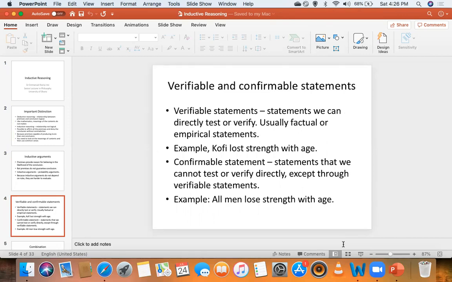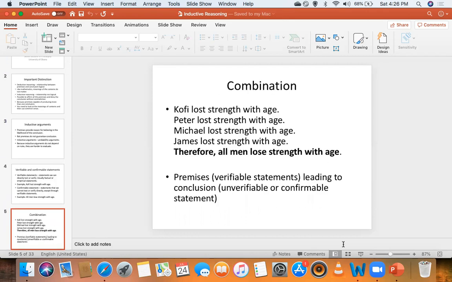We distinguish between verifiable and confirmable statements, and then we arrange them in an argument to see how they work. We saw that verifiable statements are normally the premises of inductive arguments, and confirmable statements are normally the conclusions of inductive arguments. So verifiable statements are normally the premises, confirmable statements are normally the conclusions.